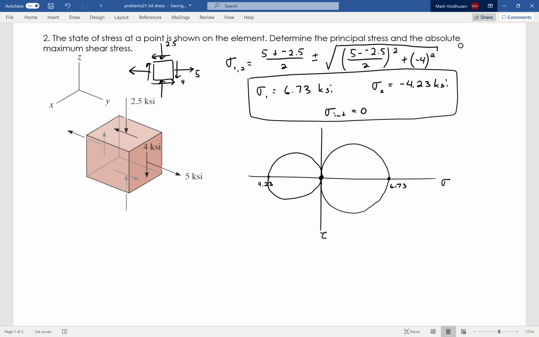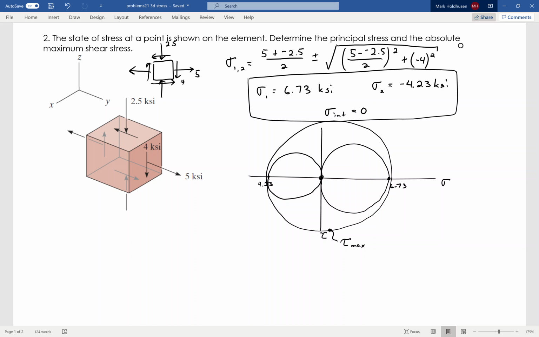Okay, and all 3 planes have a different Moore circle, right? So, but my YZ plane is the one that gives me the maximum guy, like so. And my tau max is found down here, which is the radius of the 2 principal stresses. Okay, the max and the min stress, which would be the negative 4.23 and the 6.73. Okay, so again, in each plane I have a different Moore circle.